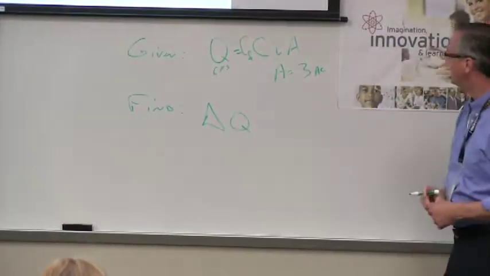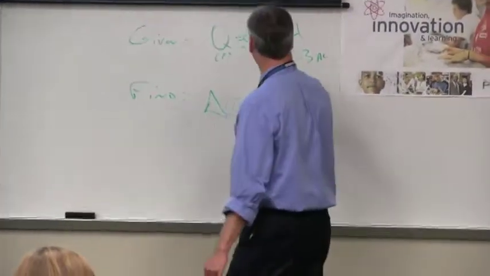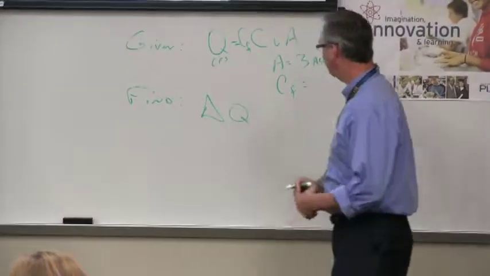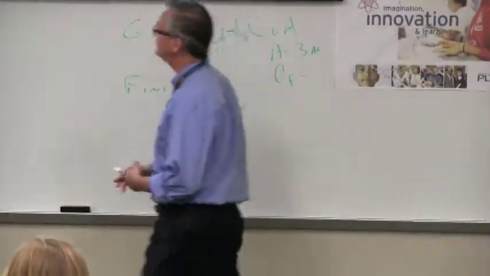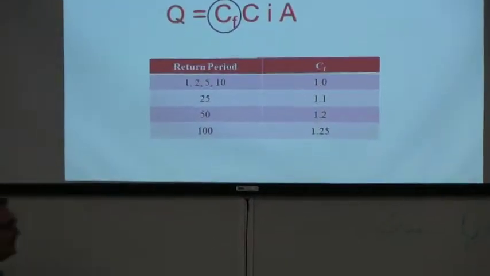Okay, next, Juan. What do I use for my CF? So you guys can write this down. A equals 3. CF, it's a 25-year storm. And back on this chart, right here, Juan. For a 25-year storm, what do I use for CF?